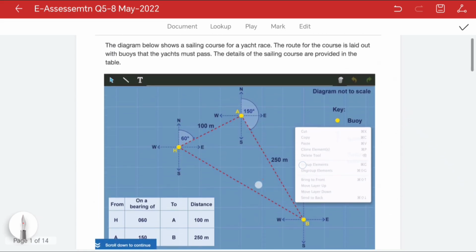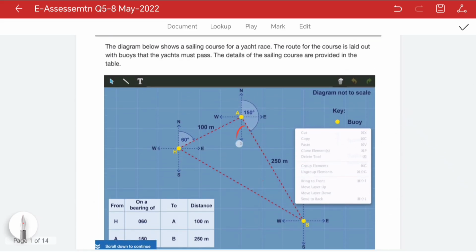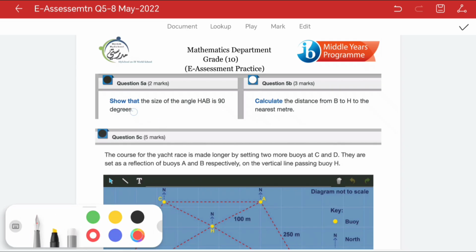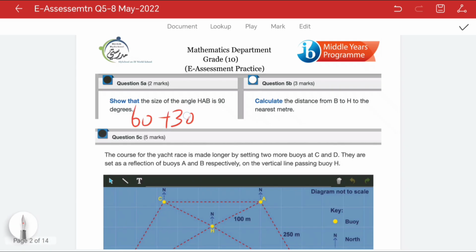Second thing, we need this angle. We don't know what this angle is, but we know the total is 180. So 180 minus 150 is equal to 30. So this is 30 and this is 60. We will write here 60 plus 30, which is equal to 90. And you must show that 180 minus 150 equals 30. That's why we got 60. We know it is alternate, so directly we can find it.